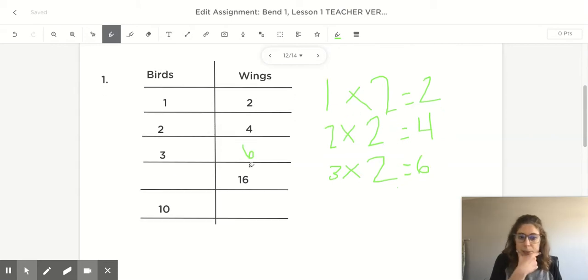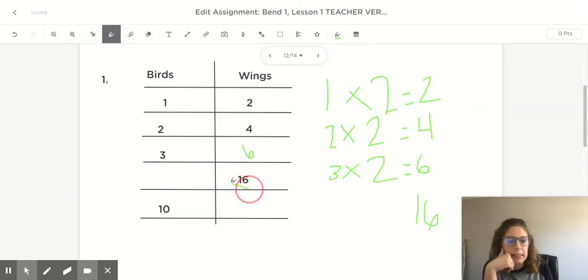Now, here comes some tricky problems. What if I have 16 wings? I know each bird has 2 wings. Doesn't matter how many birds I have, they always have 2 wings. How many birds altogether would have 16 wings? Well, what times 2 equals 16? 8. 8 times 2 equals 16. So 8 birds have 16 wings altogether.